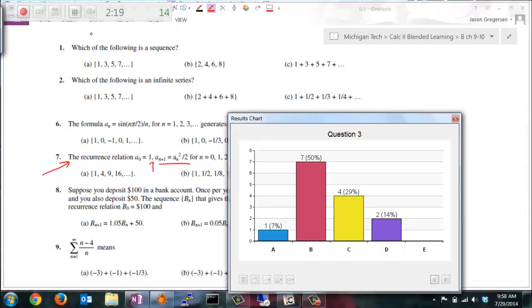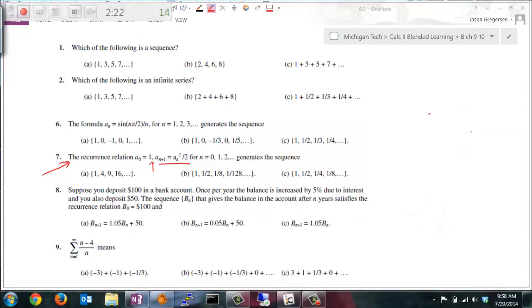Alright, so what do we got here? Pretty split again. So let's make sure we have this down. We are starting our sequence with the value of 1. That's what this tells us. A sub 0, your first value here, when n equals 0 apparently, is 1. And then this tells us the relationship to the next one. It says, take the last value, a sub n, square it, divided by 2. That's the next value. Then take that value and square it, divided by 2. That will be the next value. This is how to get to the next value given the previous value.